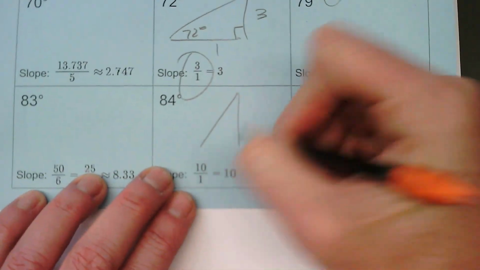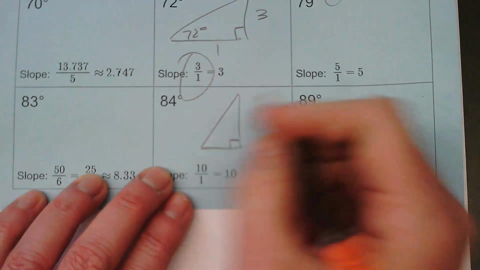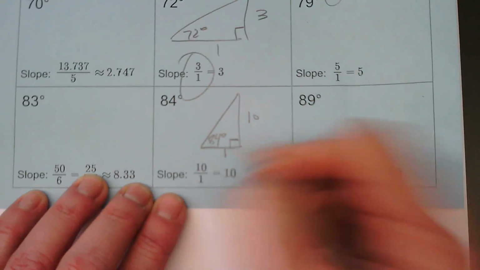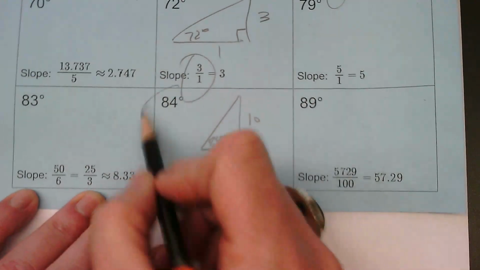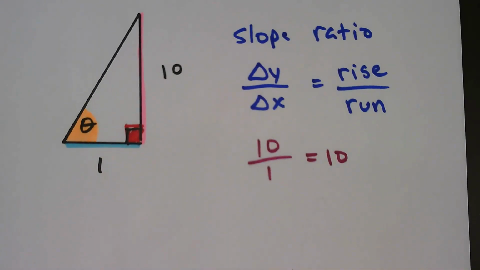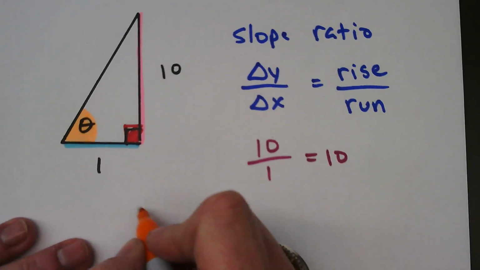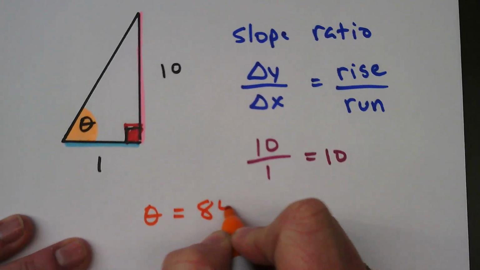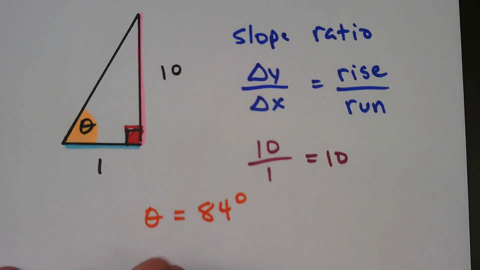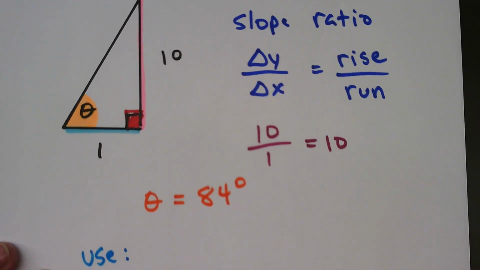Now, I hadn't drawn in my triangle here, but if I had, it would look like this. This is 84 degrees there. The rise is 10. The run is 1. So this is all I need. I just need the angle measure for that slope ratio, which is 84 degrees. So there's very little work on this. You just need to make sure that you use your trig table graphic organizer.